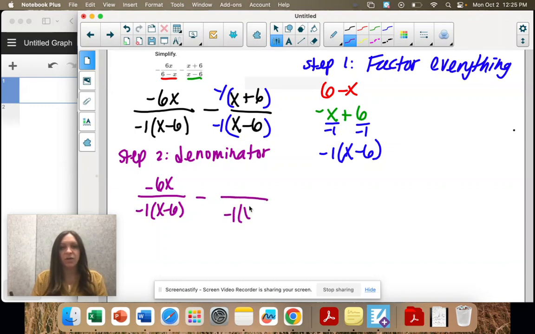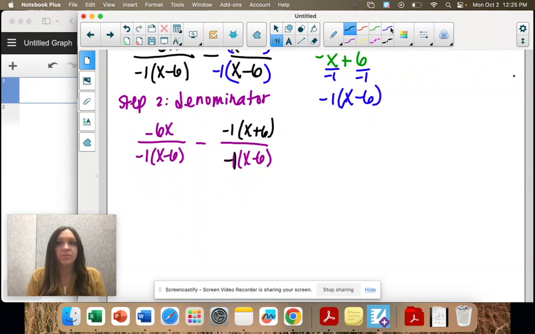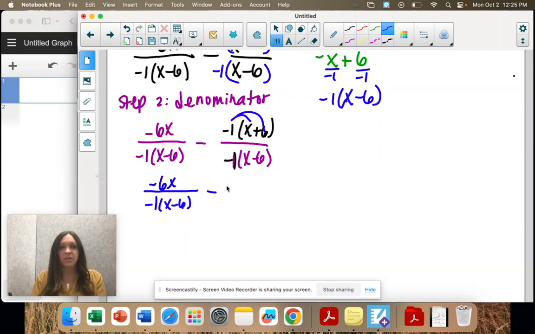here I have negative 1, x minus 6. Up here, I have negative 1, x plus 6. So see, I added the negative 1s on this side, so now it's common. So I'm going to simplify a little bit, and then we'll do step 3 where we subtract. So that's negative 6x, negative 1, x minus 6, minus negative x minus 6. And I'm just going to leave the denominator like that for now.